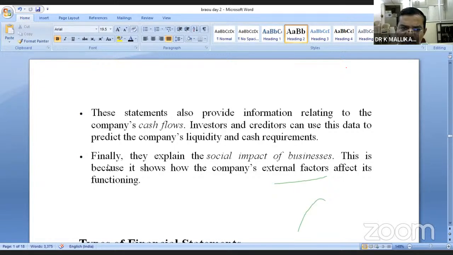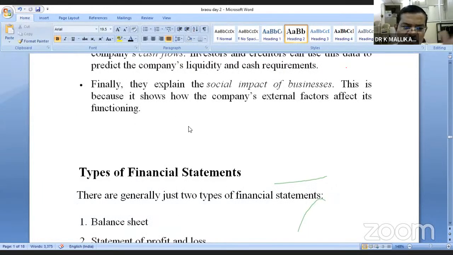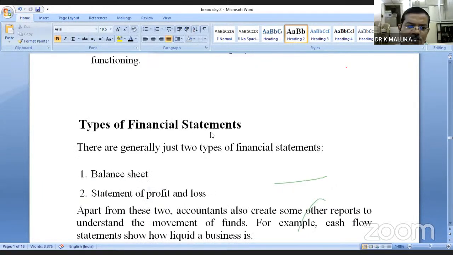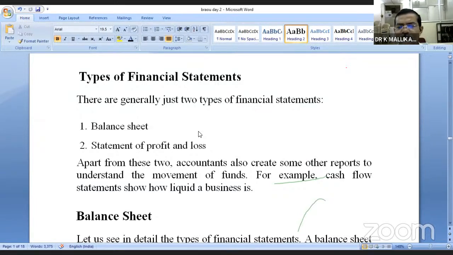So there is always a trade-off between profitability, liquidity, and social impacts. Like these are the objectives. After that, now we move to types of financial statements. So what are the different types?